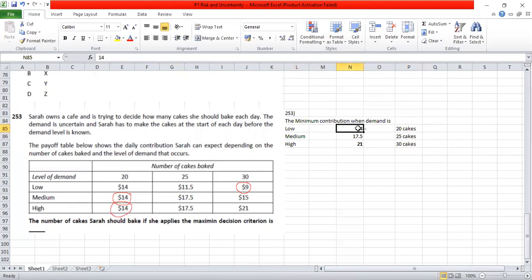Ma'am, I have a question. Should we look at when demand is low, which one is the minimum, or should we look at when she bakes 20 cakes, which one is the minimum?